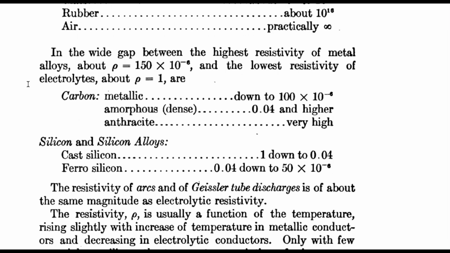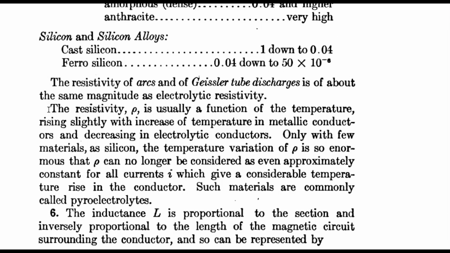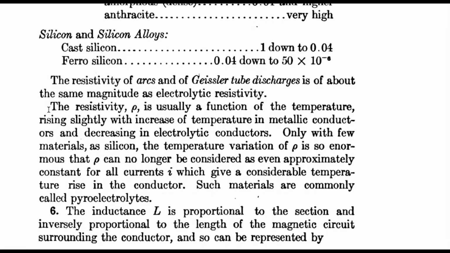Silicon and silicon alloys. Cast silicon has varying resistivity. Ferrosilicon ranges from 0.04 down to 50 times 10 to the power of negative 6. The resistivity of arcs and of Geissler tube discharges is of about the same magnitude as electrolytic resistivity.